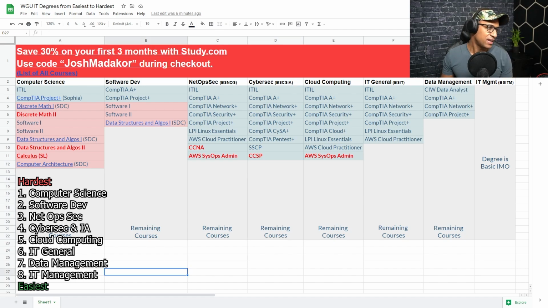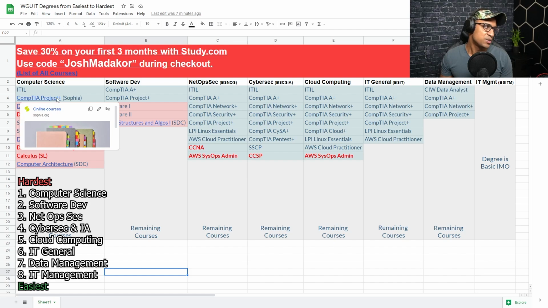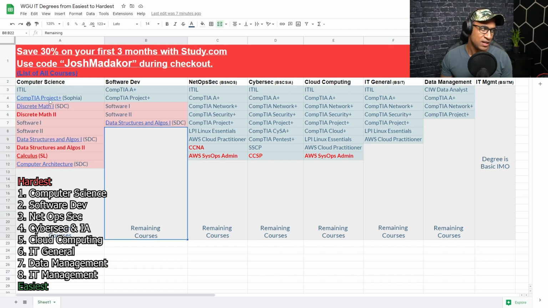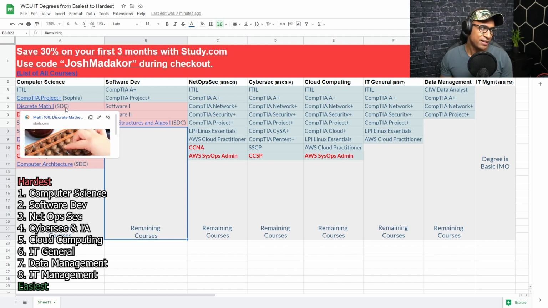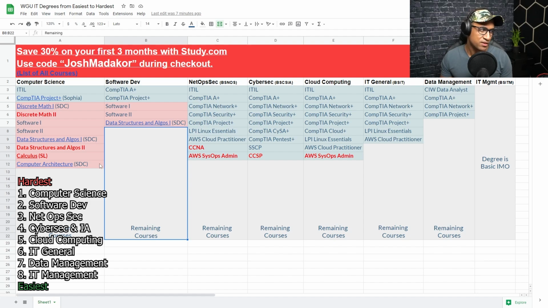And I just wanted to say, all these classes here that are underlined, it's possible to take this class outside at the place that's specified in the underline. So for example, Sophia, for Project Plus, you can take this course at sophia.org and kind of transfer it in. Discrete Math 1, you can take it at study.com and transfer it in. Same with just Data Structures and Algorithms 1, and then Computer Architecture, Calculus, you can take them outside and kind of transfer them into WGU.